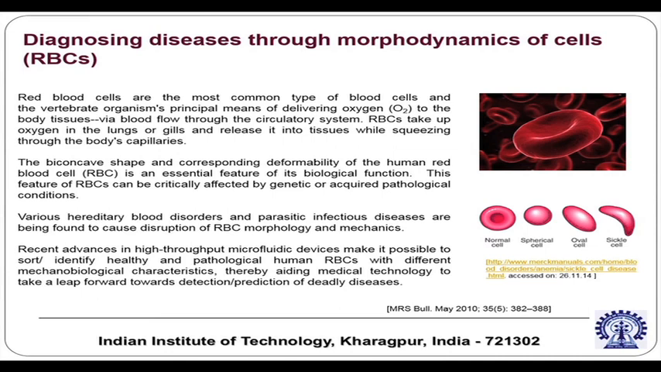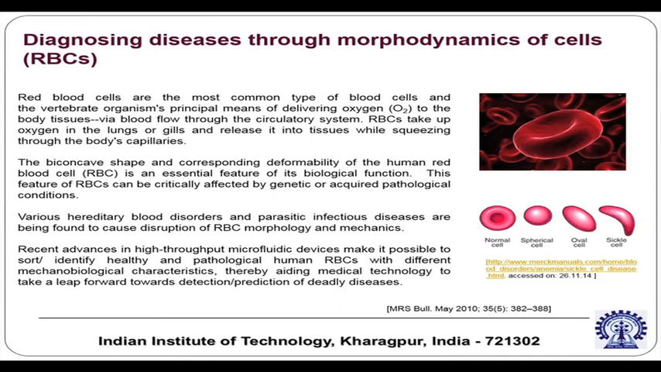So, as I discussed about the cells relating to abnormalities in the diseased condition, for example, you can see in this view graph the biconcave disc shape of a red blood cell. Now this can be critically affected by genetic or acquired pathological conditions.